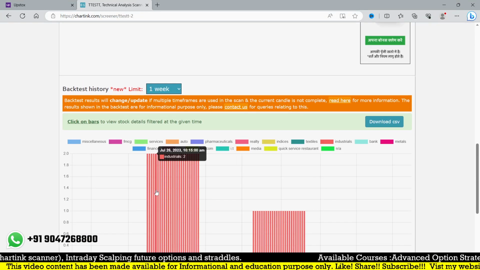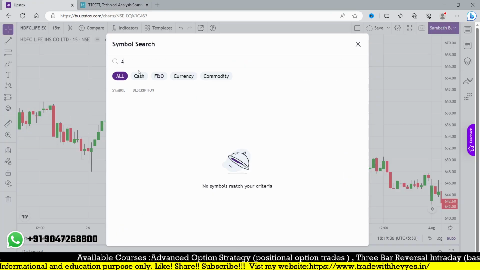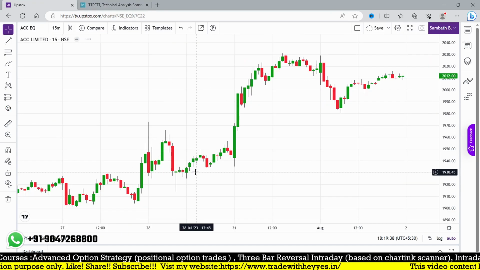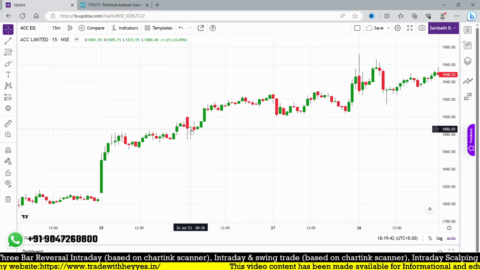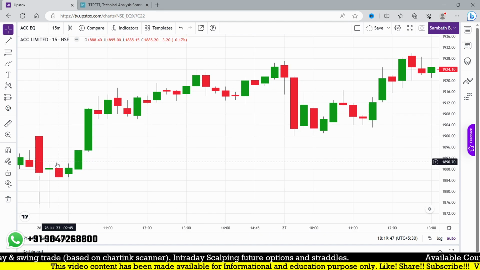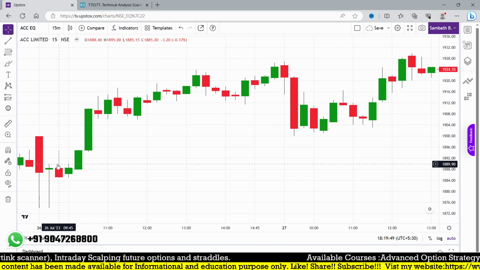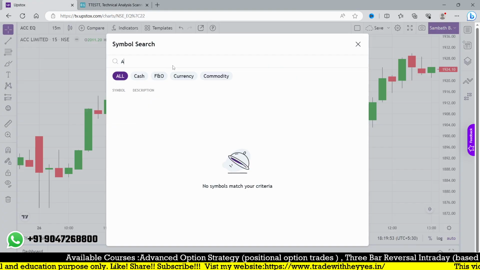Yeah, you can see on 26 we have ACC and Ambuja. So that wasn't giving you such a good result. ACC, look at this, 26, very few number of stocks. Here is the point where we find the reversal. Exactly, the first candle is the open high, the second candle is the reversal, and this point has given you such a good opportunity. And the same day Ambuja.